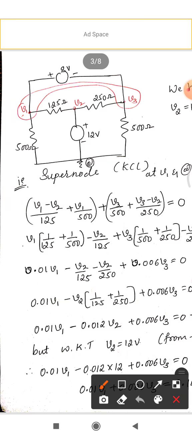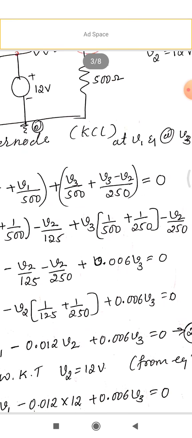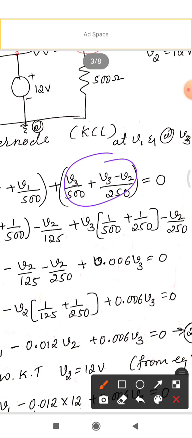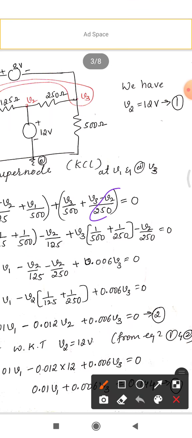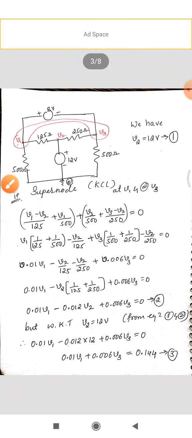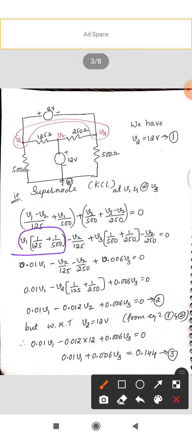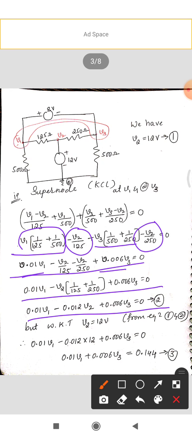Next, for the second factor, you have to take V3 outside. When you take V3 outside, 1 divided by 500 plus 1 divided by 250 will be there, right? In that equation we will get one more V2, that is minus V2 divided by 250. Just simplify V1 and keep it aside, V3 also you can keep aside. Now V2 and V2: minus V2 divided by 125 minus V2 divided by 250 equal to 0.